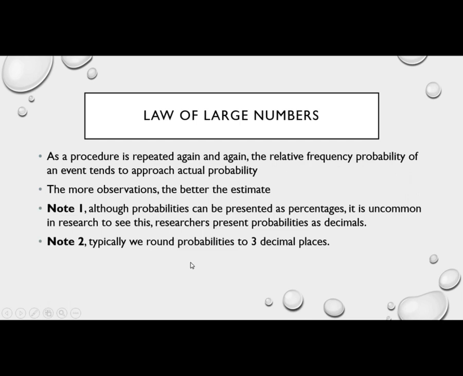So we don't typically do this as much. Law of large numbers: as a procedure is repeated again and again, the relative frequency probability of an event tends to approach the actual probability. The more observations, the better the estimate. Note, although probabilities can be presented as percentages, it is uncommon in research to see this. Researchers present probabilities as decimals, typically. And then we typically round probabilities to 3 decimal places, although I have seen them at 2.